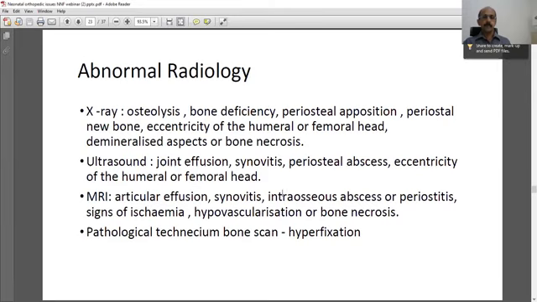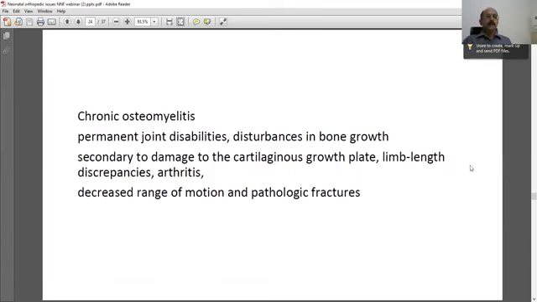Coming to MRI findings, these are some of the MRI findings, and the technetium bone scan would also be confirmatory, but the technetium bone scan is a controversial issue, whether to do it or not. It's not clear. Chronicity is rare because of the reasons we discussed, and the complications are chronic osteomyelitis, permanent joint disabilities, disturbances in growth plate, secondary damage to cartilaginous growth plate, decreased range of movements and pathological fractures.